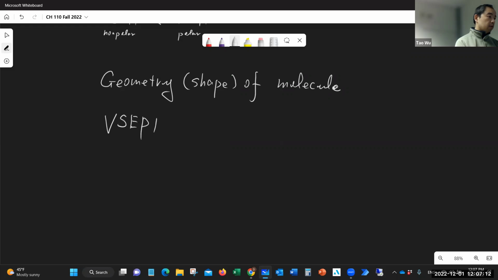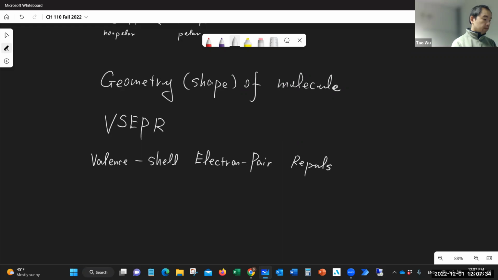VSEPR model. And VSEPR means valence shell electron pair repulsion. Okay, so VSEPR, valence shell electron pair repulsion.